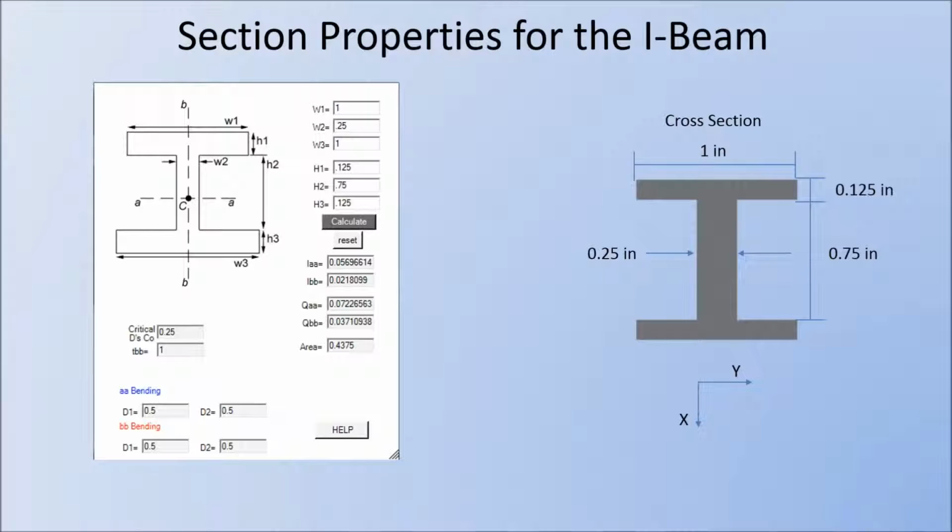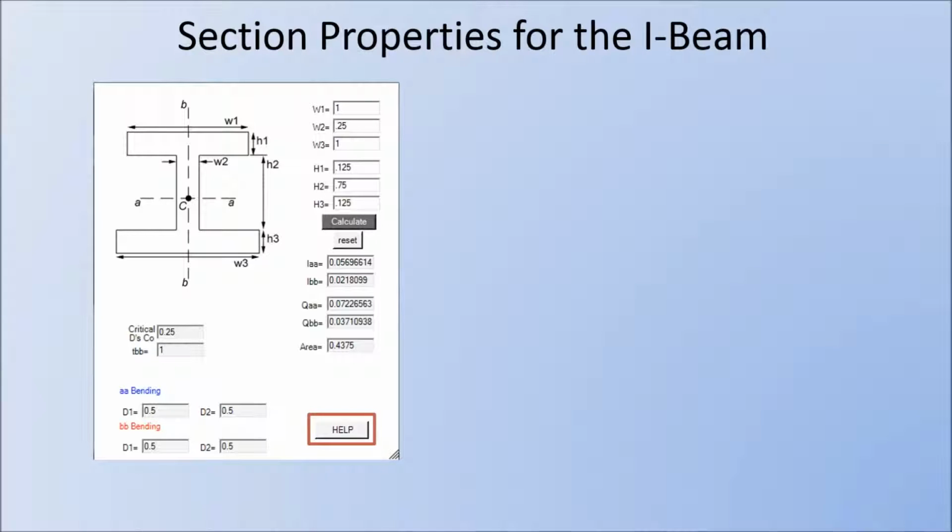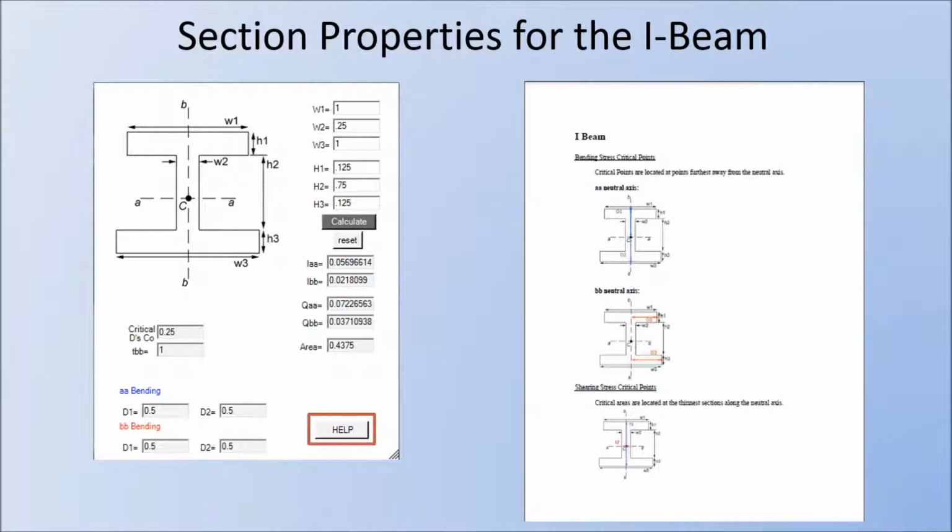Now, this is similar for Q, and if at this point you're wondering what the critical distances are, you can actually press the Help button, shown here, and that'll bring up another screen where it explains the critical distances. And these are the distances to the outside edges. So D1 and D2 correspond to the critical distances for AA, the line AA, and that's the maximum distance to the edge of the cross section. And a similar nature for BB.